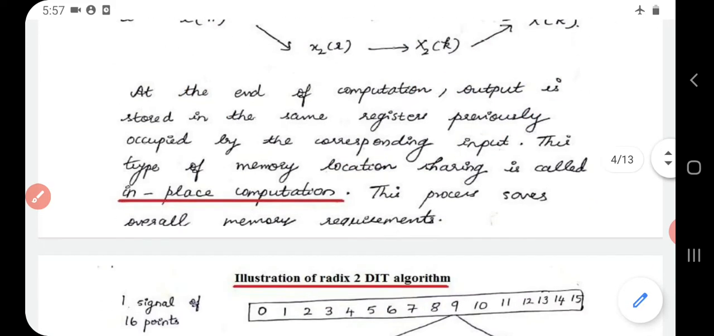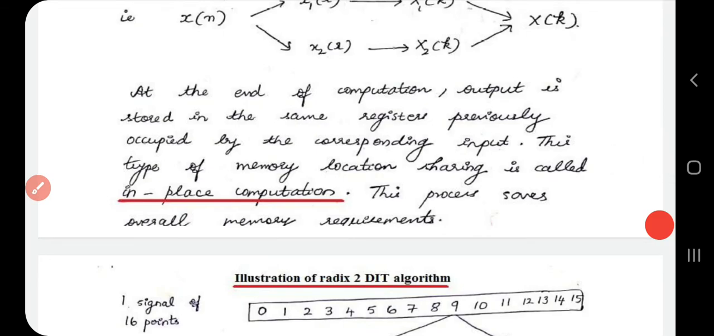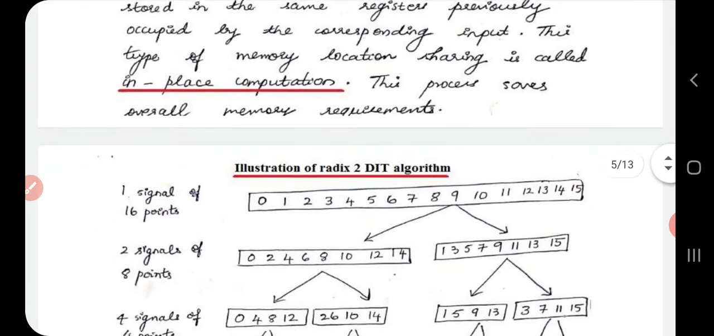Now, at the end of the computation, output is stored in the same register previously occupied by the corresponding input. That is, in DFT, the memory location used in DIT is in-place computation, which means that output is stored in the same memory location where the corresponding input is already stored. So, this process actually saves memory requirement. So, please note the point, in-place computation.